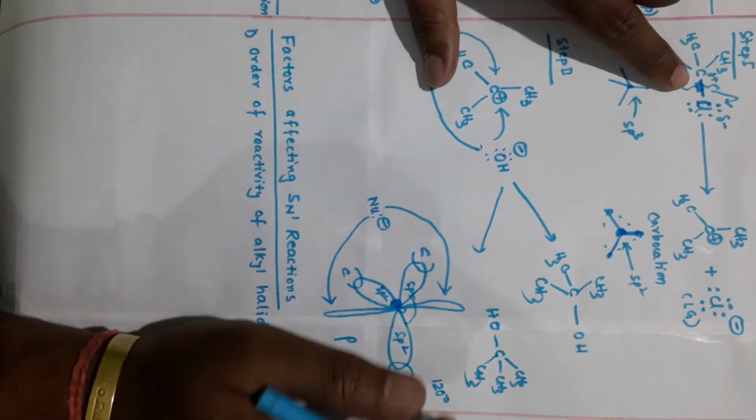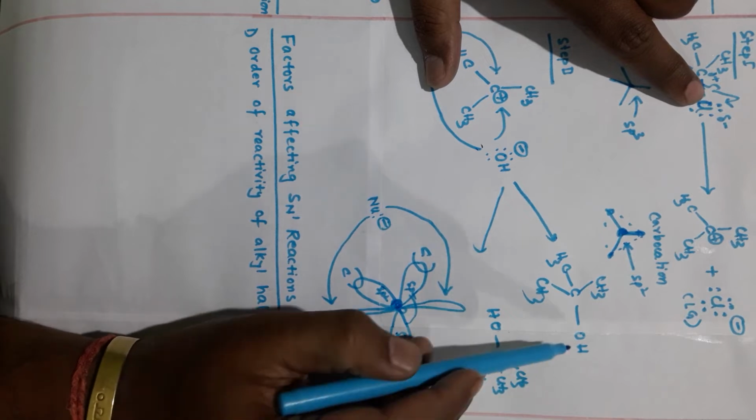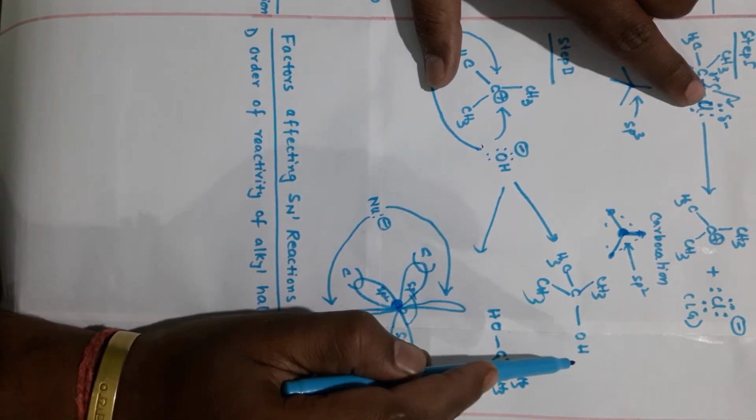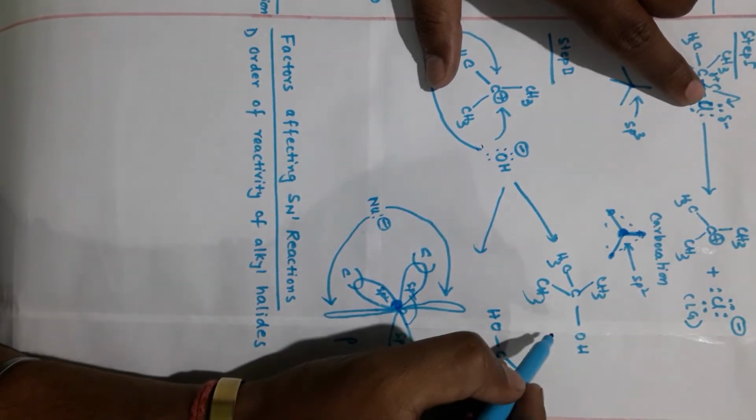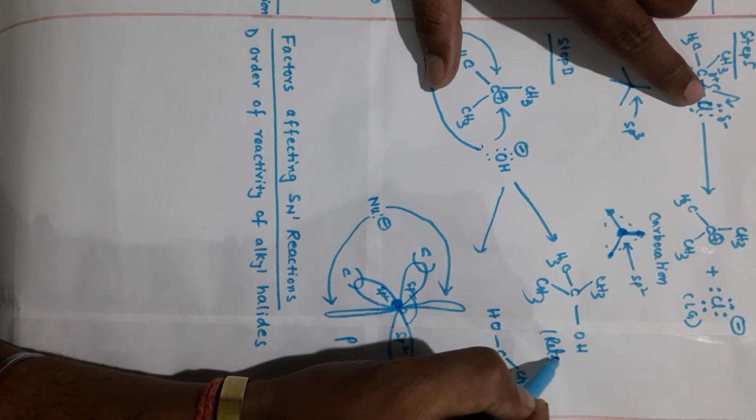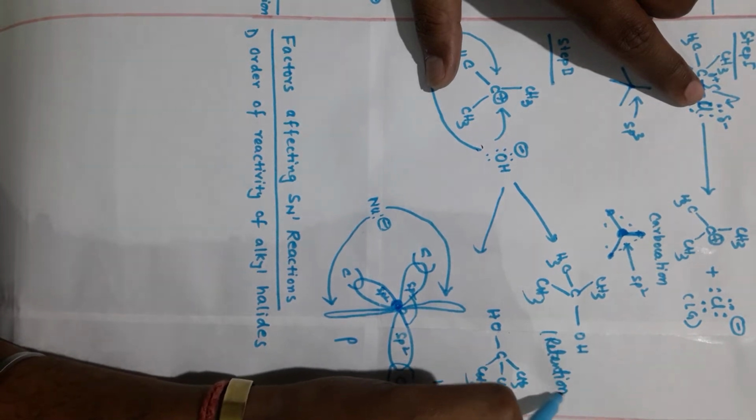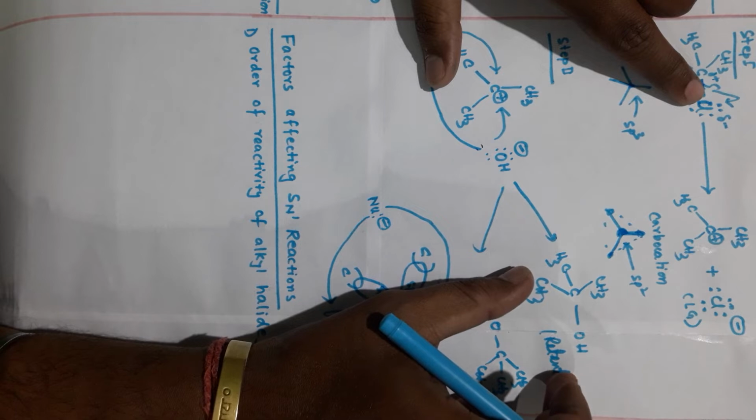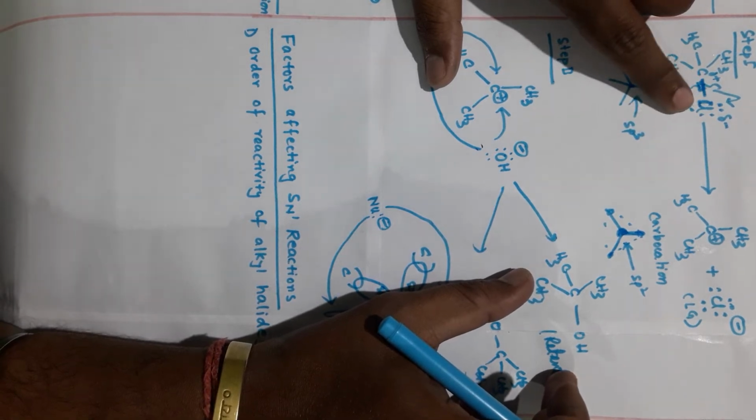Here the chloro group was facing right hand side. Here the hydroxy group is also facing right hand side. That means the configurations are the same. That's why this is called retention. Retention means the configuration of the product is the same as the alkyl halide.